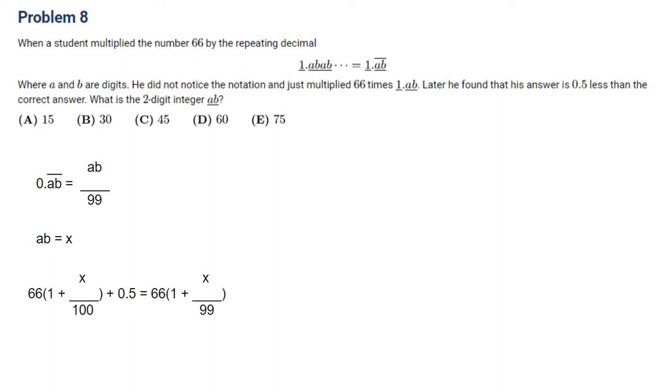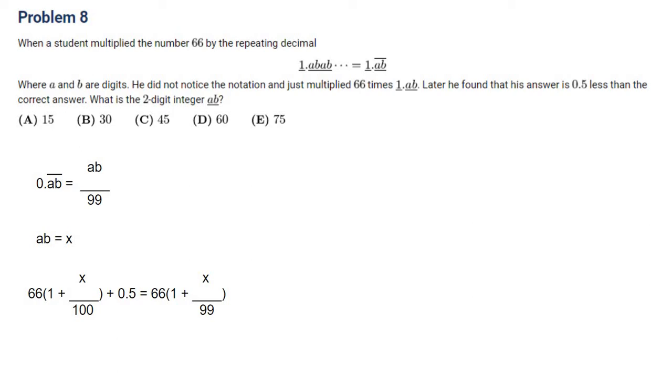So let's make this equation here, where we say 66 times 1 plus X over 100 plus 0.5 equals 66 times 1 plus X over 99. So here what we're saying is, on the left side of the equation, we have 1 point AB without the bar notation. So here we are multiplying 66 times 1 point AB, and that's going to be 1 plus X, which is AB, over 100.